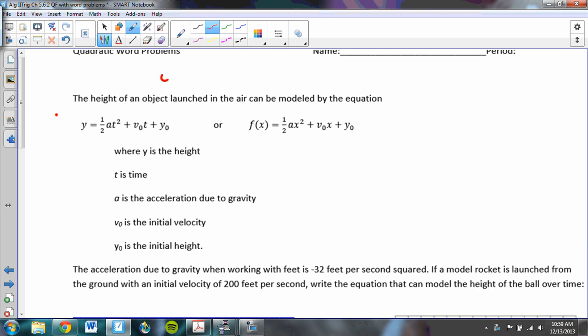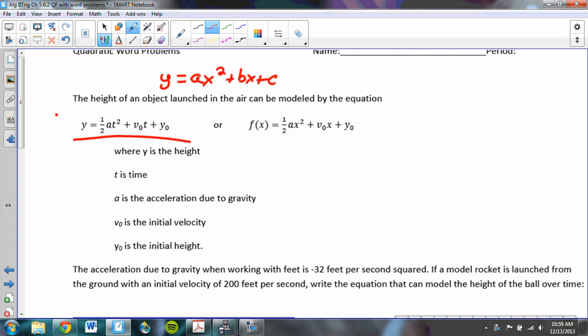Remember, the standard form of a quadratic is ax squared plus bx plus c. One of the main reasons quadratics are worth learning is because of how gravity works. Gravity is a quadratic relation. So this formula here is the quadratic formula you can use to model gravity.